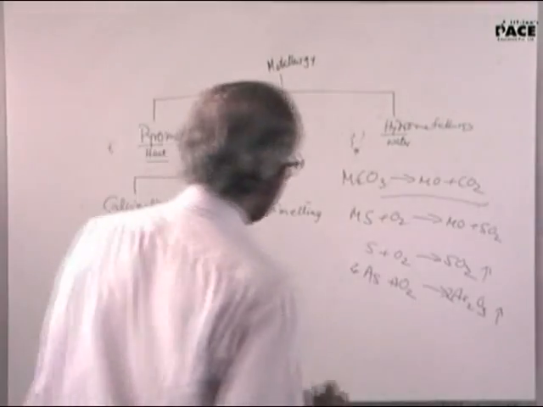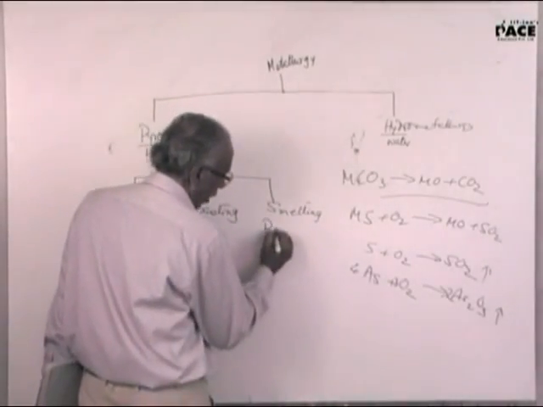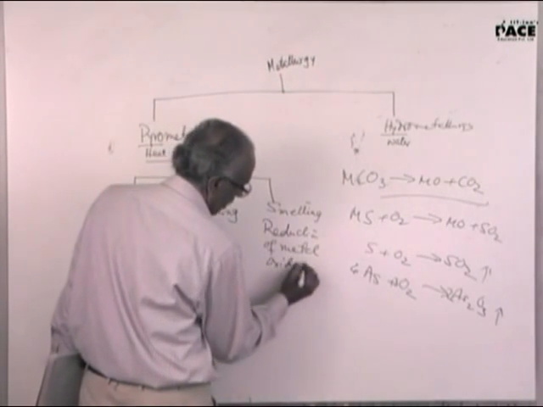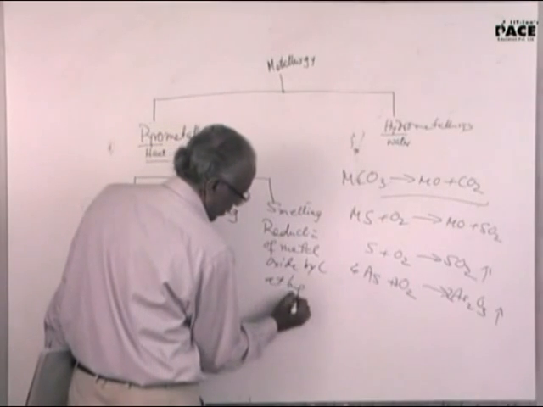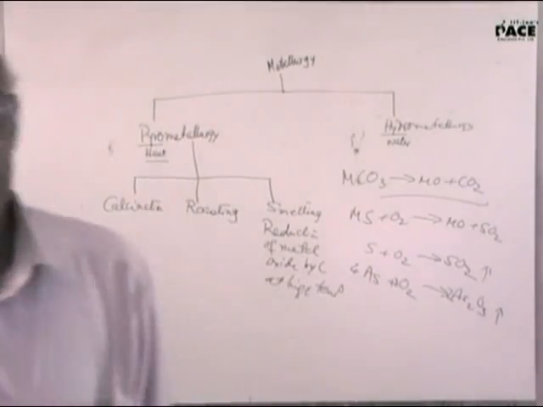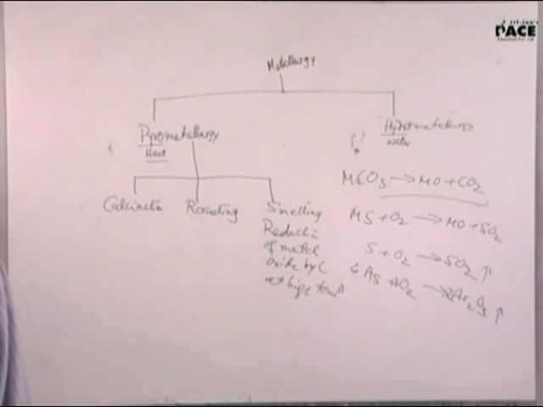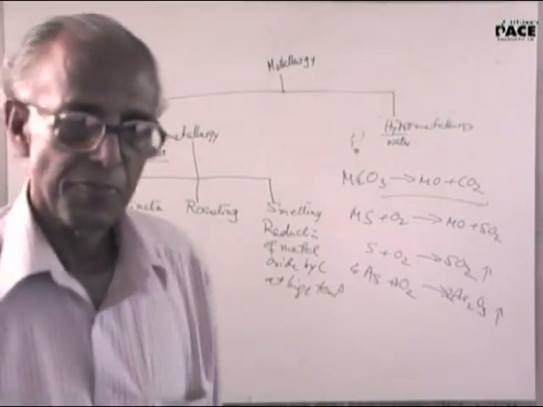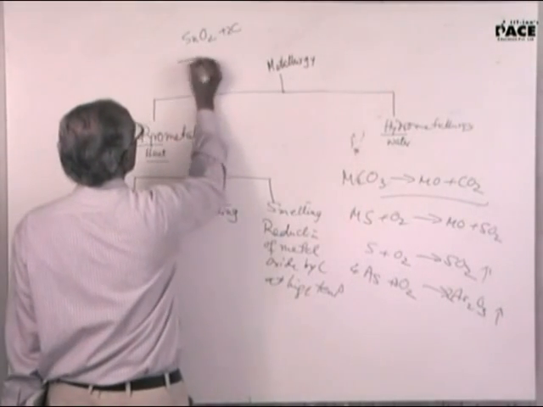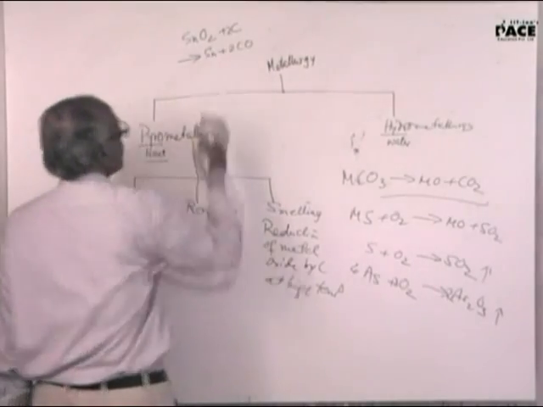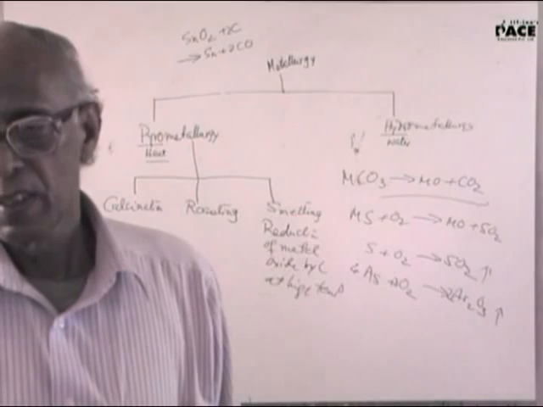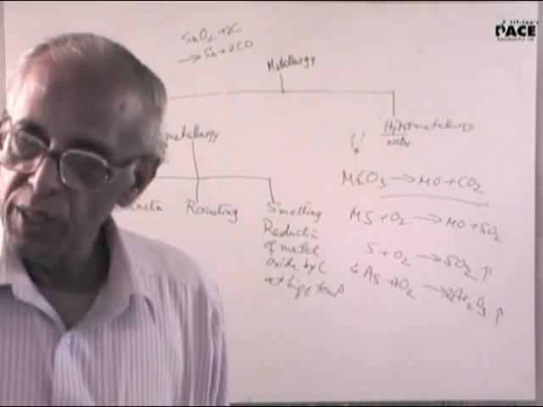Smelting. The reduction of metal oxide by carbon at high temperature. Reduction of metal oxide by carbon at high temperature is known as smelting. For example, tin dioxide plus carbon. That is smelting. The reduction of metal oxide by carbon at high temperature is known as smelting.